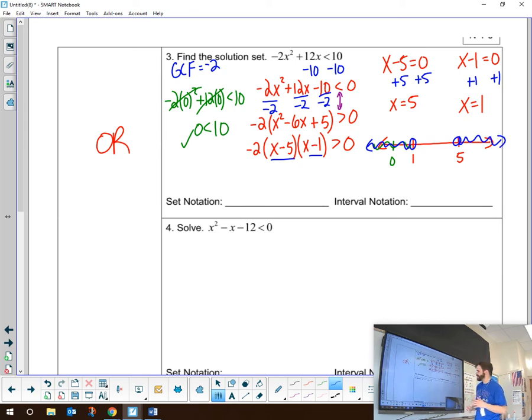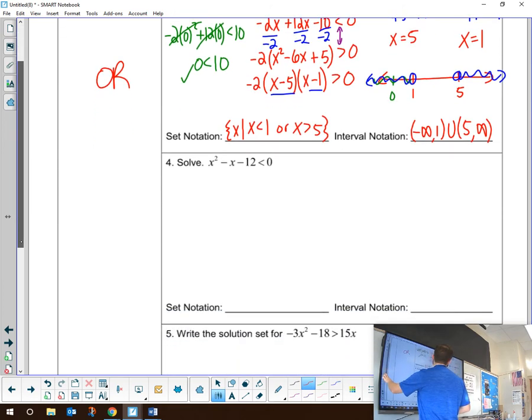So now let's write my set and my interval notation. My set notation, we're going to do all numbers of x such that x is less than 1 or x is greater than 5. Okay? So there is my set notation. My interval notation is going to be -infinity to 1 with parentheses, union, parentheses, 5 to positive infinity.